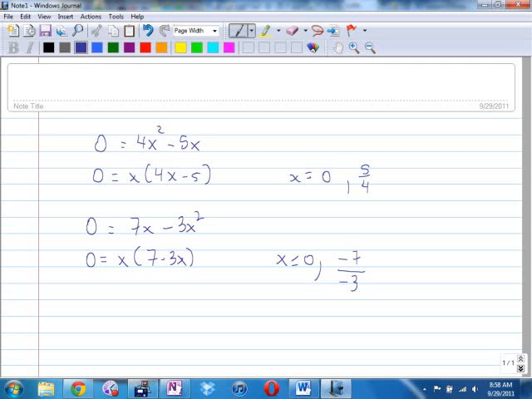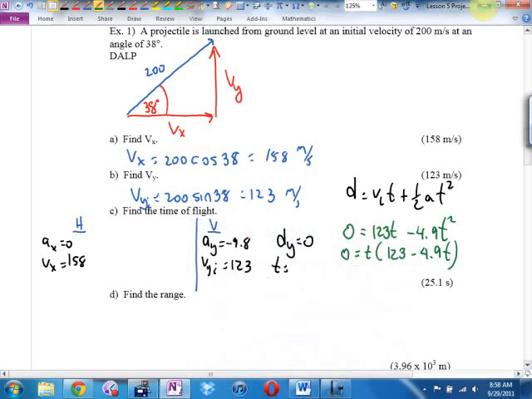Take your pencils up. What are the roots? What's the root here? This is the easy one. 0. By the way, what we're saying is at time 0, you're at a height of 0. What's that really saying? The projectile was launched from ground level. Oh, mathematically that popped out too.